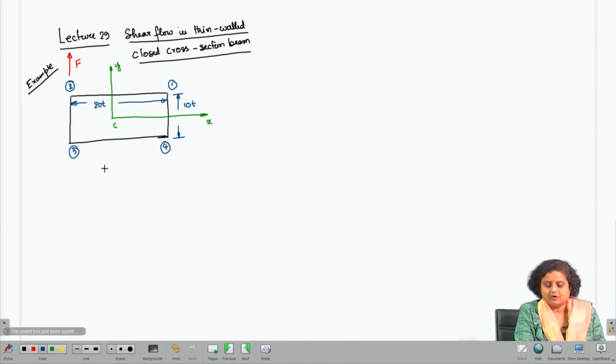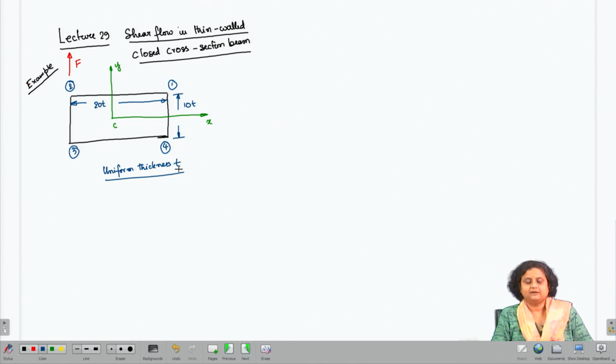So, this has a uniform thickness t. The 4 corners are named as 1, 2, 3 and 4, and the dimensions are given as 10t and 20t. Now, C is the centroid of the cross section, and a shear force is applied to the cross section along the y direction, but through point 2.